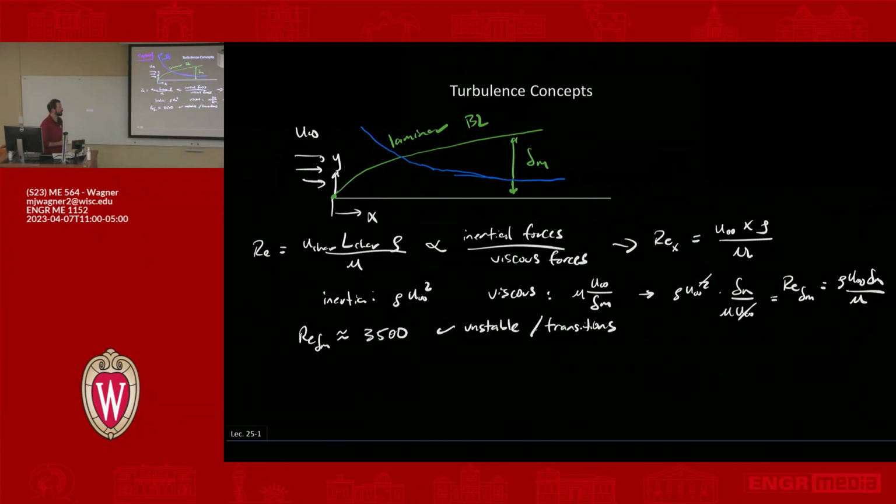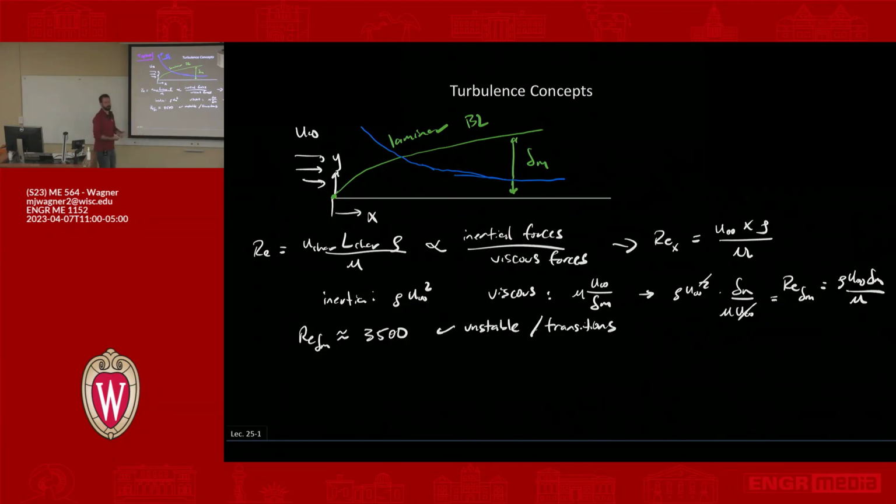If you were to go to a correlation for internal flow, like a duct or a pipe, you always say, OK, my critical Reynolds number is about 3,600. That's about where flow transitions from laminar to turbulent. But this is for a flat plate. But that actually makes sense if you think about it. So Reynolds in terms of delta m, 3,500.